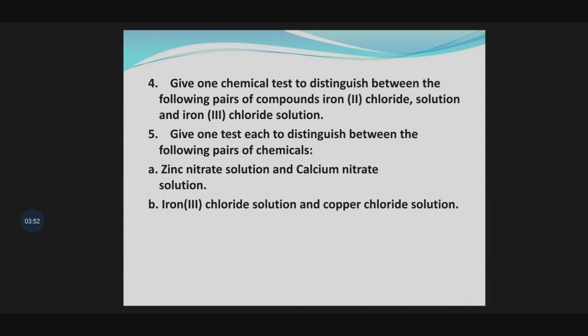5B answer, iron chloride and copper chloride. Simply I am saying, pay attention. If we add sodium hydroxide solution, the one which will form a reddish brown precipitate, which is insoluble in excess, that is iron chloride. The other one which will form a pale blue precipitate, insoluble in excess, that is copper chloride solution. The answer is okay. If you take ammonium hydroxide solution, then your answer pattern will be different.